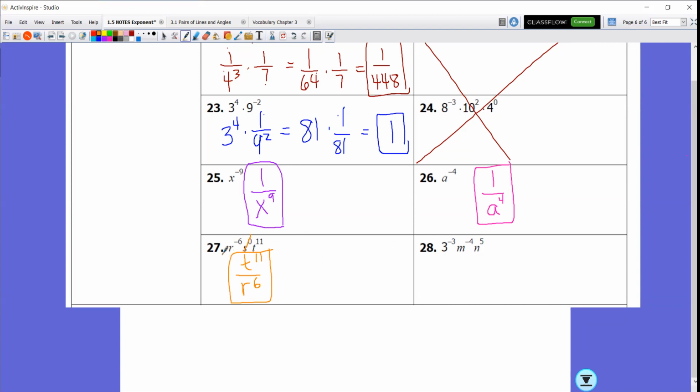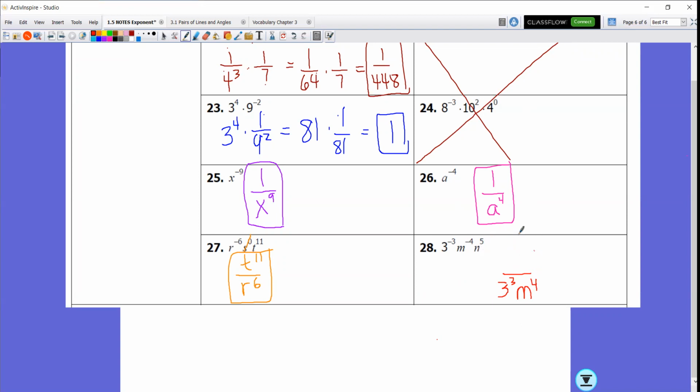We can apply what we did in 27 to number 28. Again, I have three things going on here. 3 to the -3, no bueno, must go down below. So when I write it down below, it's just 3 to the 3rd. Then I have 4 to the -4, also no bueno. I have to write that also down in the denominator, m to the 4th power. And now I have n to the +5th power.